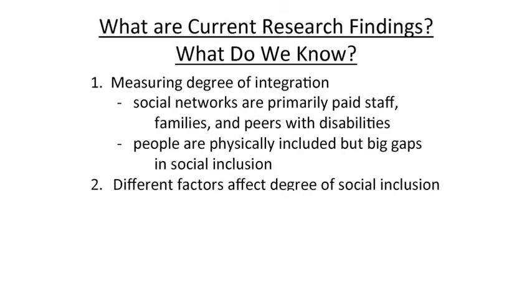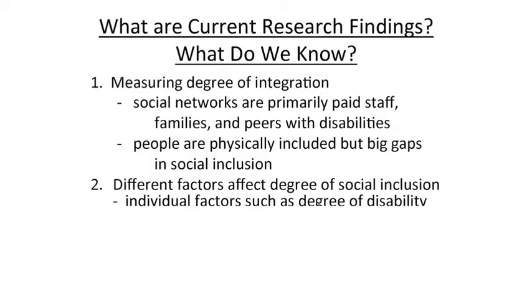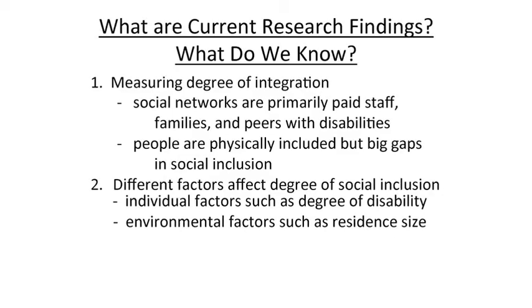A second big arena of research is what are the different factors that affect the degree of social inclusion. People have found different things, that there are some individual factors, for example, the degree of disability. If you're mildly disabled, you tend to be more included than if you have a more severe, profound degree of disability. And people have studied environmental factors, such as residence size. If you're in a larger facility, you're less likely to be included.